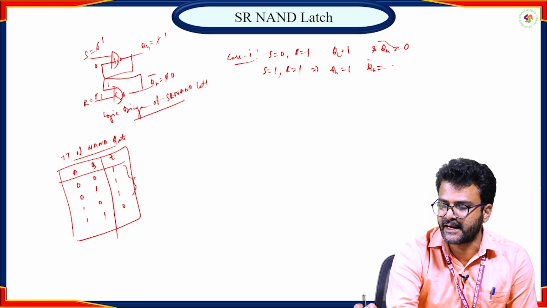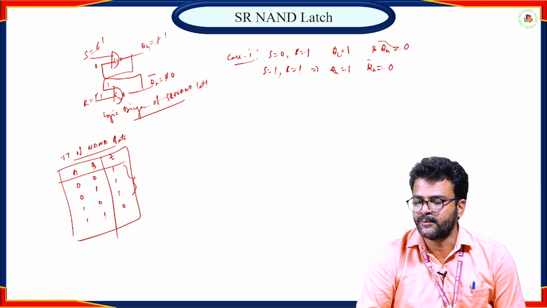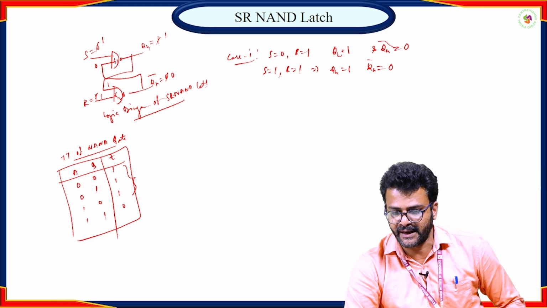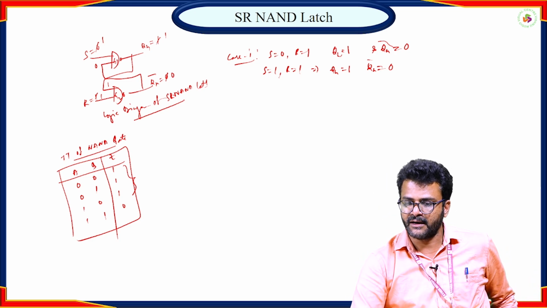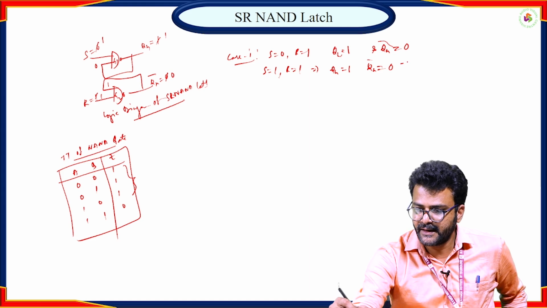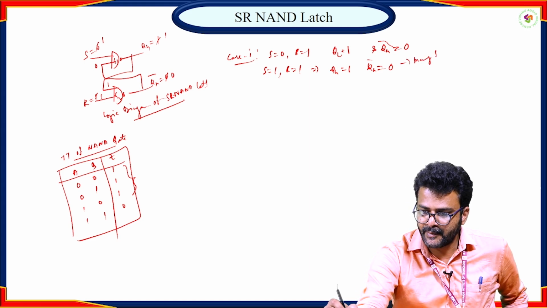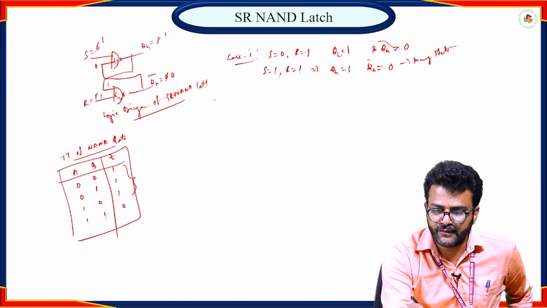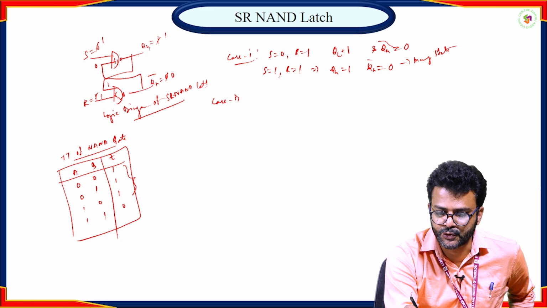So that's why it is 1 and this is 0. Now if you are removing the inputs for this SR NAND latch, nothing but making this S and R as 1, there is no change in the data. So that's why it is acting as a memory state. Now we'll consider case 2.